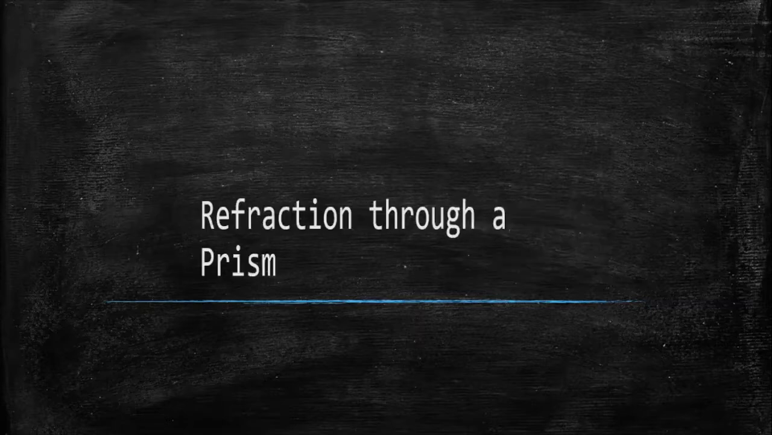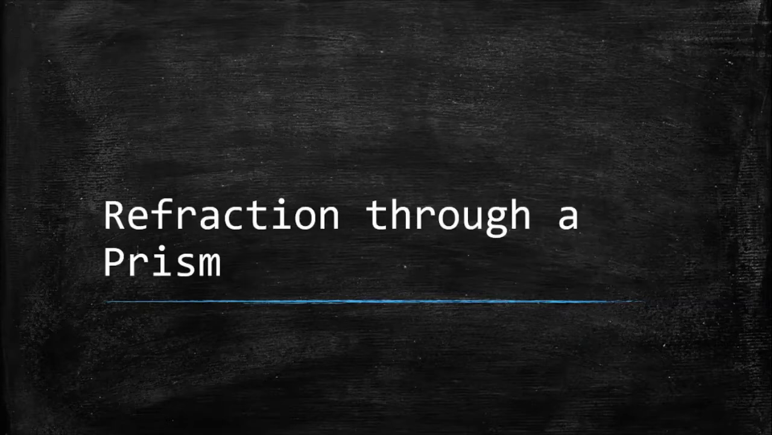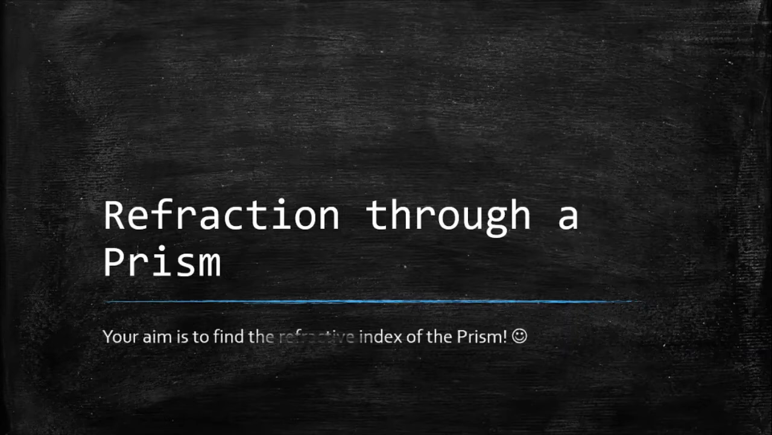So now that you have seen a prism in 3 dimension, let us move ahead with refraction of light through a prism. This topic is also called the prism formula, and again is one of the most favorite questions of your board exams. You actually only need to find out the refractive index of a prism.